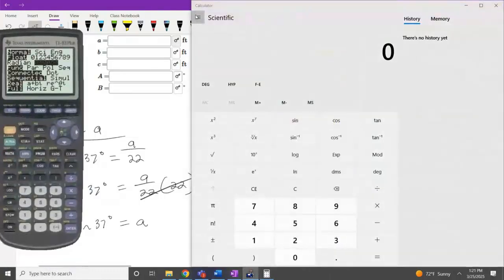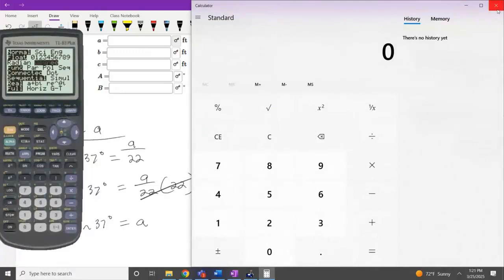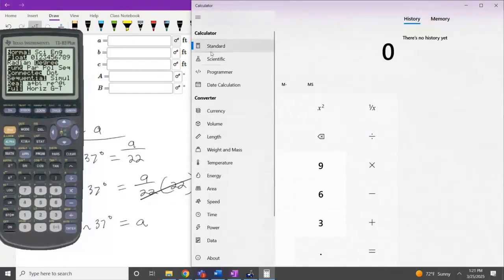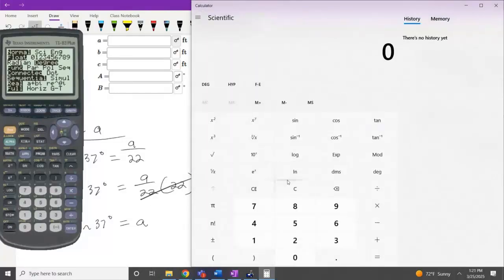If you are using the Windows calculator and you've never brought it up before, it's probably going to look like this when you bring it up. Notice I don't see any trig functions whatsoever. But if I go up to my hamburger menu and click and access scientific, now we see sine, cosine, and tangent. You also want to make sure that you are in degree mode. Notice when I click this, it says degree, and this is the default. But then you have radian, and then you have gradient. We want to make sure we're in degree mode.